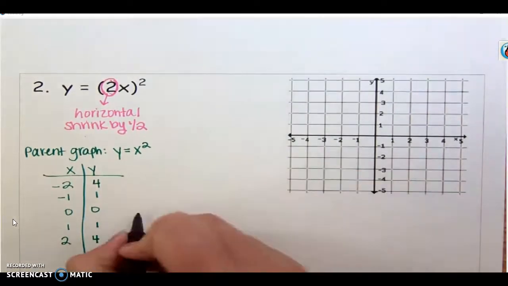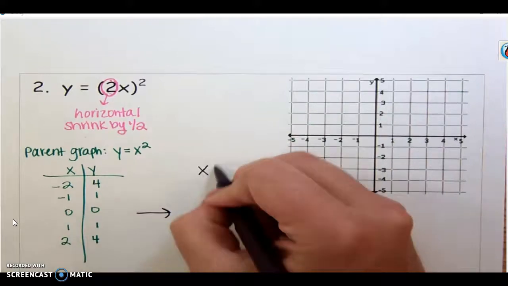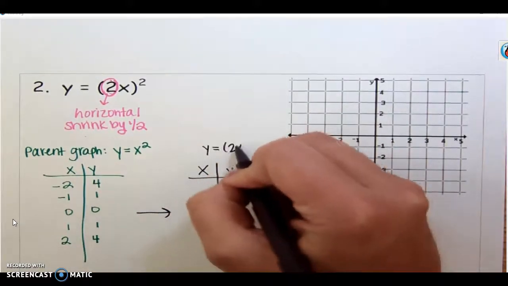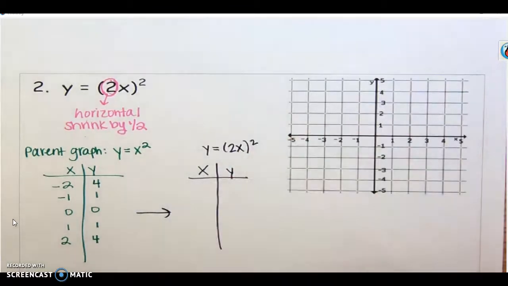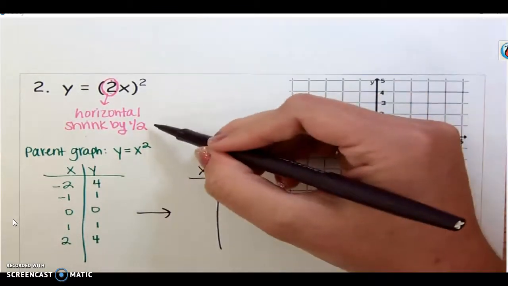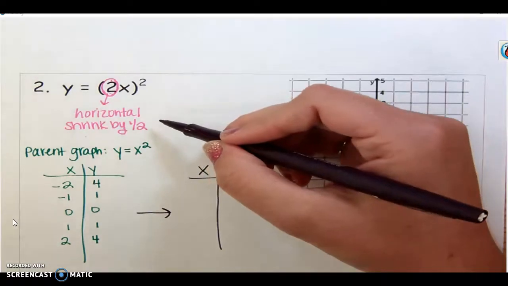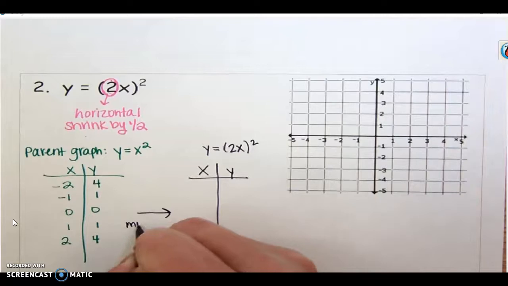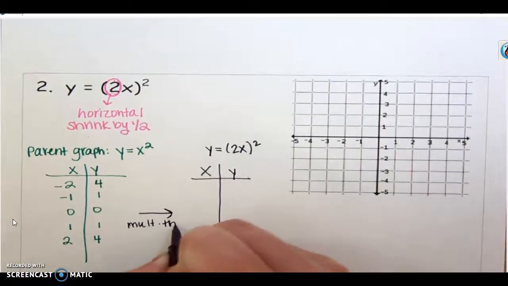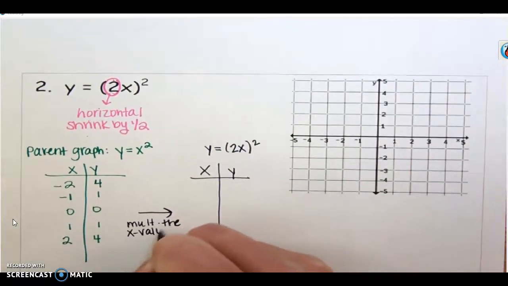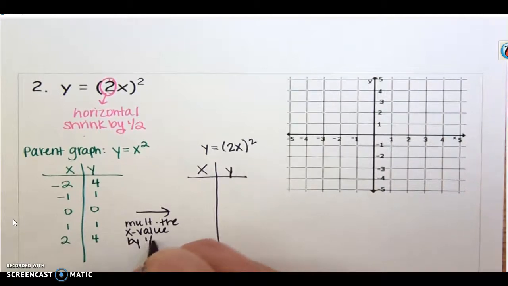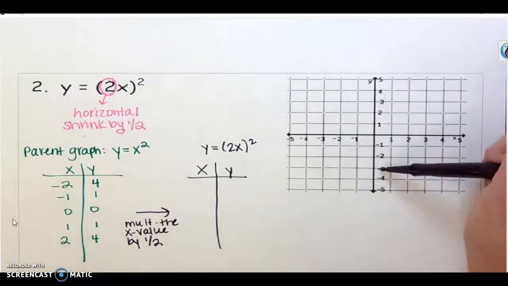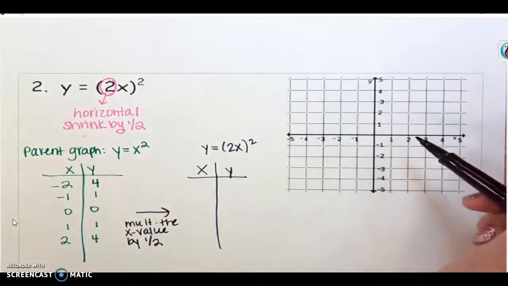Okay, so to get to our next table for y equals 2x, and the whole thing is squared, because we said it's a horizontal shrink by 1/2, when you're doing things horizontally, you're working with the x value. So we're going to multiply the x value by that 1/2. Okay, so vertical, you're multiplying the y, but when you're going horizontal, you're multiplying the x.